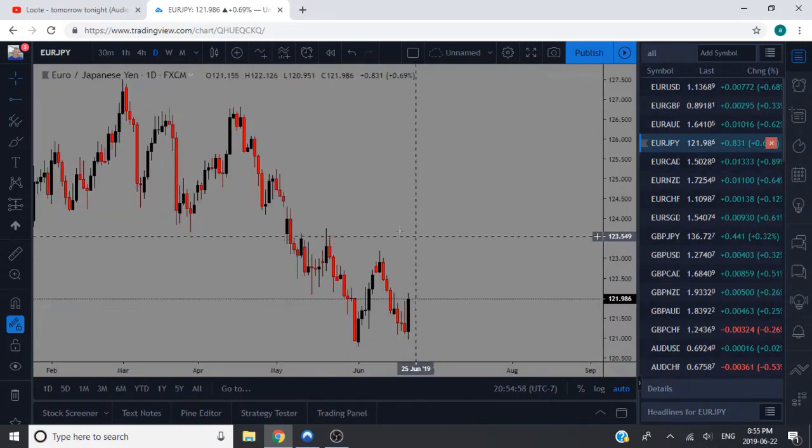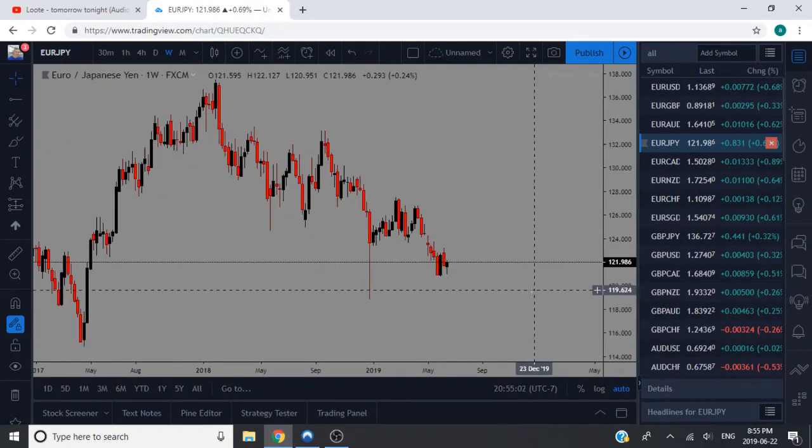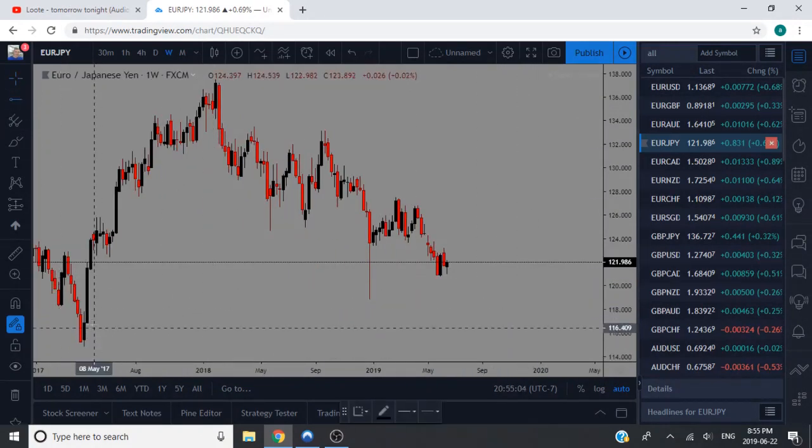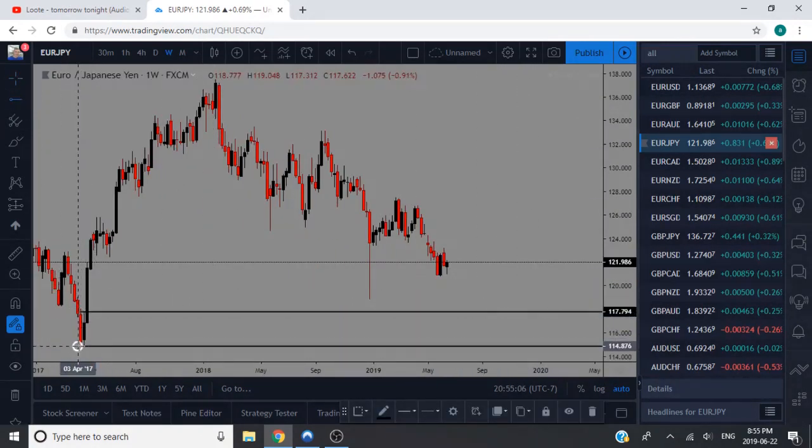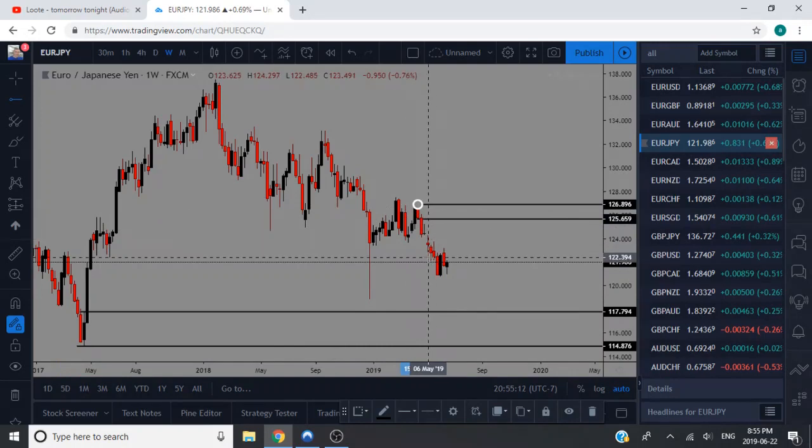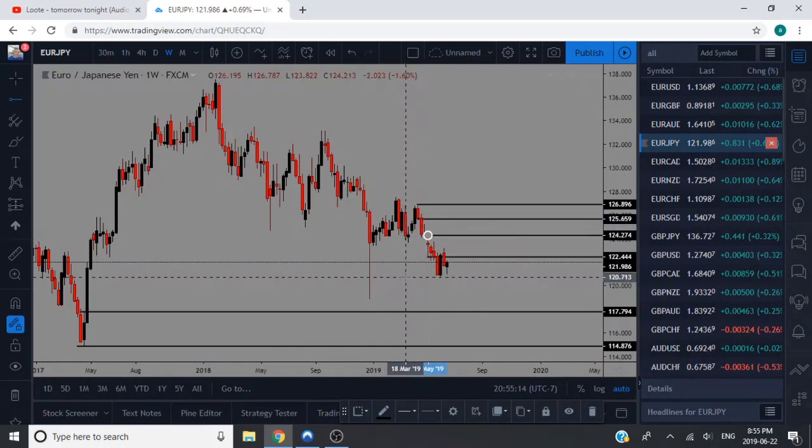So let's keep going. Euro Yen. Let's go to the weekly chart. Yeah, see, I don't see any weekly demand till down here. Once again, a liquidity search right here. We are creating supply up here and some supply right here where we are right now.